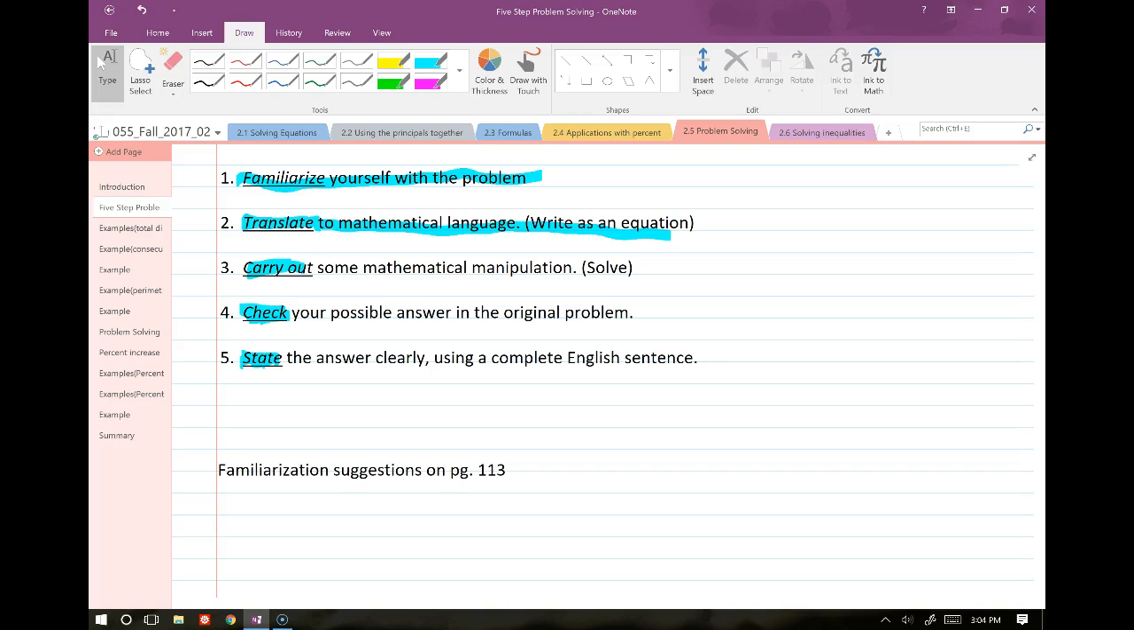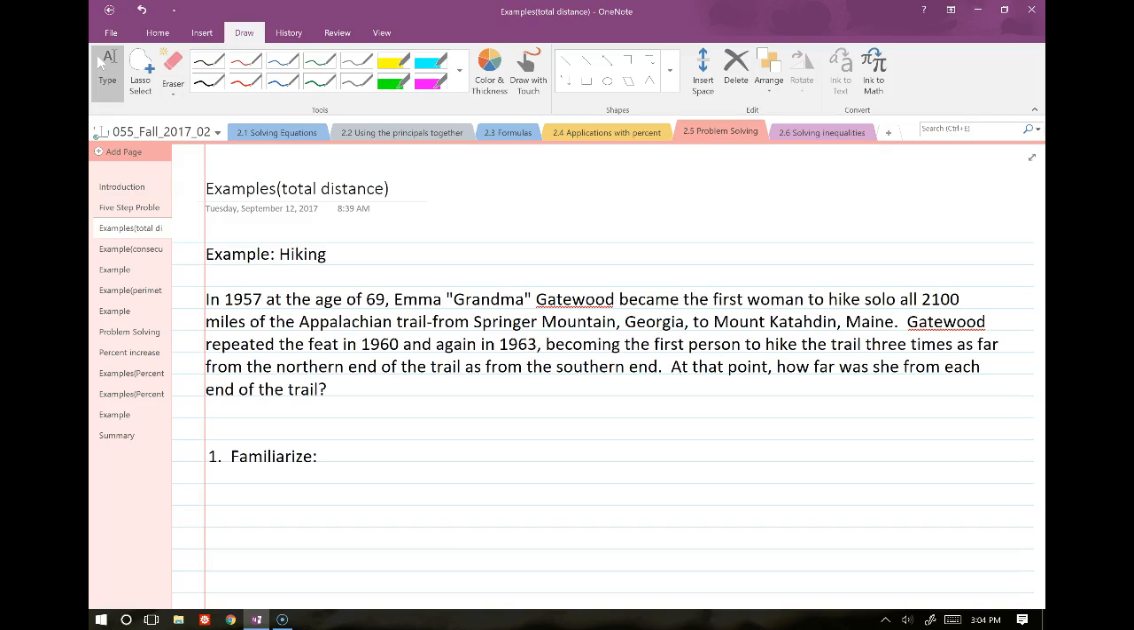Okay, so let's go ahead and go to this first example with this five-step process. So, in 1957, at the age of 69, Emma Grandma Gatewood became the first woman to hike solo all 2,100 miles of the Appalachian Trail from Springer Mountain, Georgia, to Mount Katahdin, Maine. Gatewood repeated the feat in 1960 and again in 1963, becoming the first person to hike the trail three times.